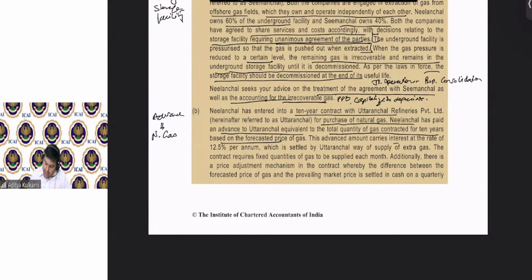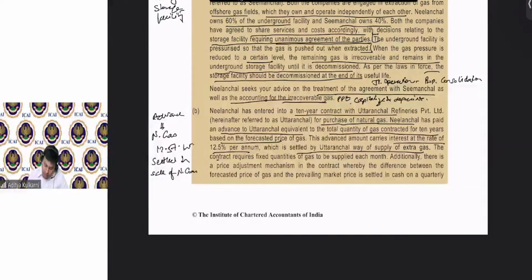This advanced amount carries interest at the rate of 12.5% per annum. But this interest is settled by Uttaranchal by way of supply of extra gas, settled by sale of natural gas. So again, principal is also not coming back because you are getting natural gas for it, and interest also not coming back because you are getting natural gas for it. So though this is an advance for 10 years, it is not a financial asset because you do not have a contractual right to receive cash. You have a contractual right to receive natural gas, not cash. And therefore, it is not a financial asset.